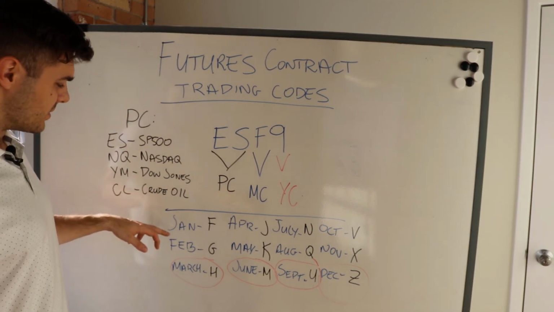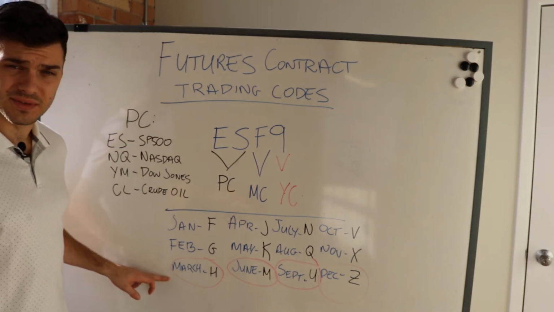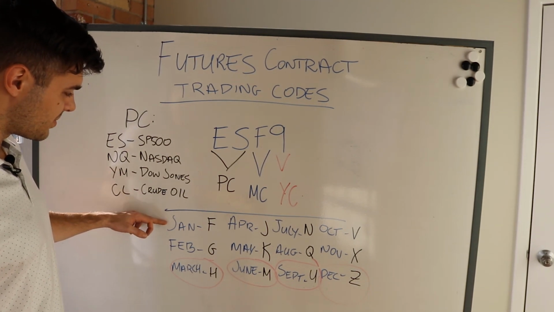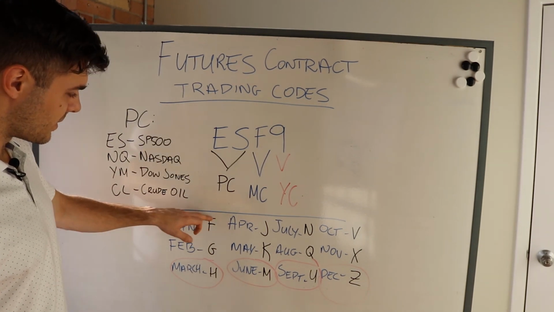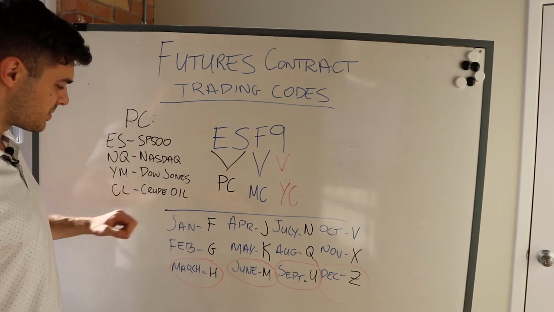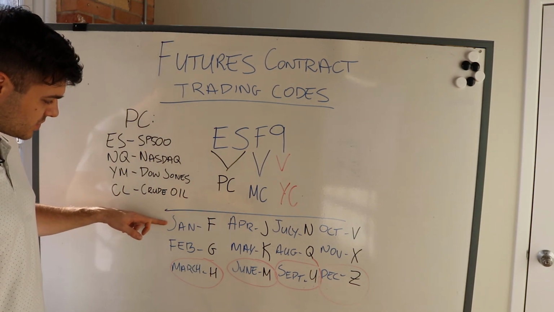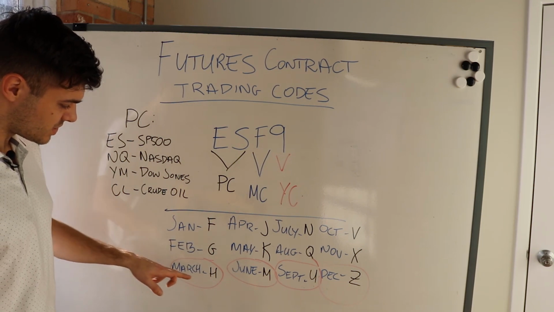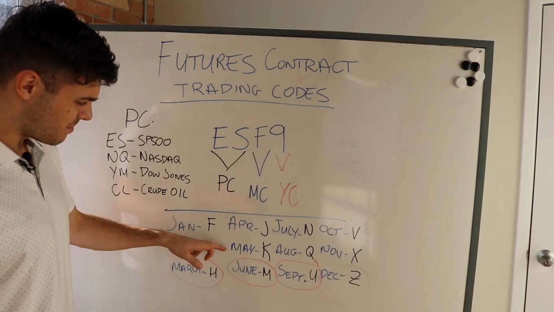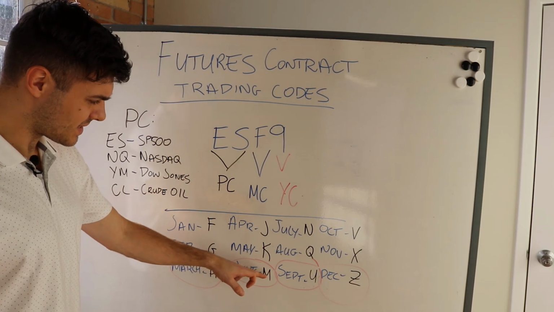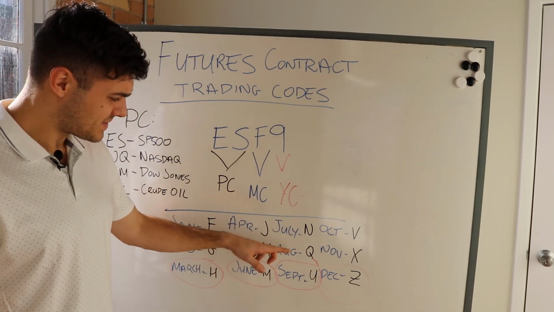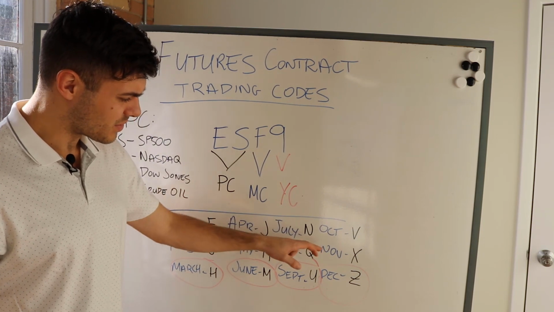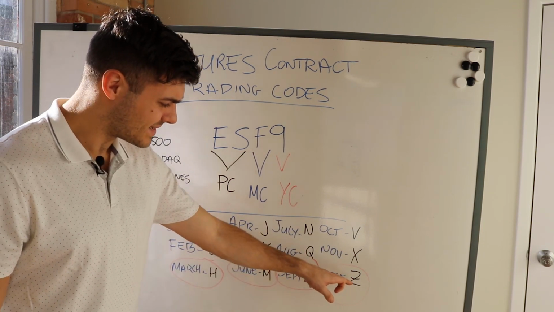Next over, you'll see what looks like a bit of a calendar to you. And so this calendar is showing you that each month has its own letter that represents the actual expiry month. So let's read them through. January's letter is F, February's letter is G, March is H, April is J, May is K, June is M, July is N, August is Q, September is U, October is V, November is X, and December is Z.